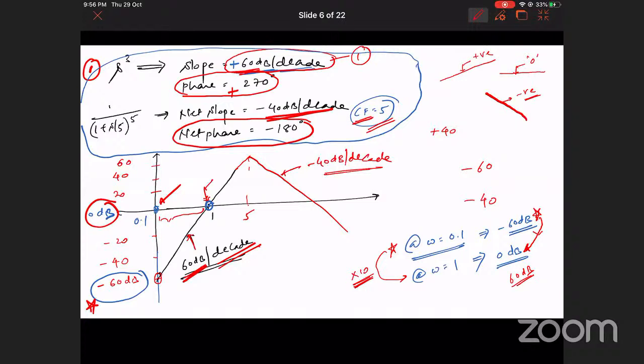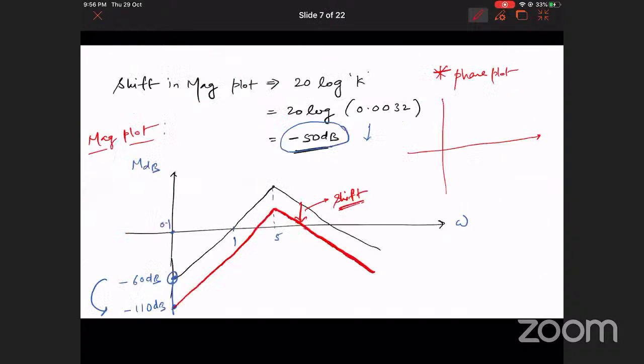So I'm sure you have no doubts, guys. So what is left? Just a phase plot.